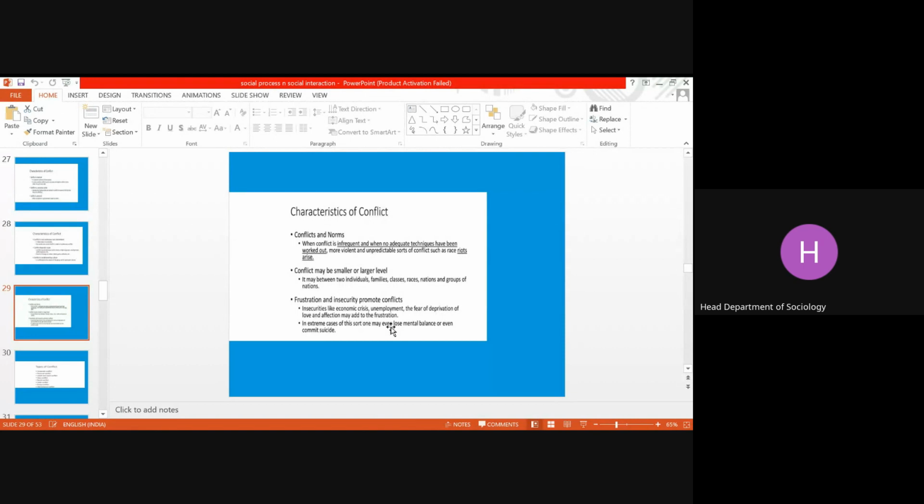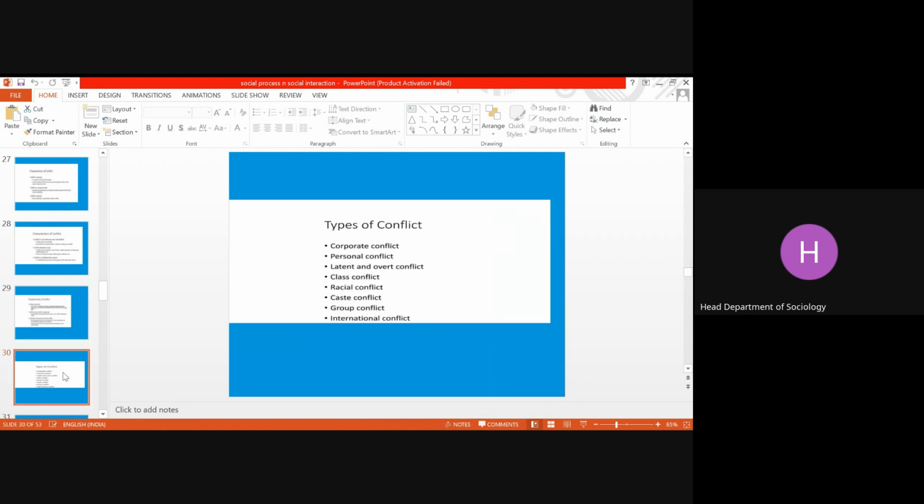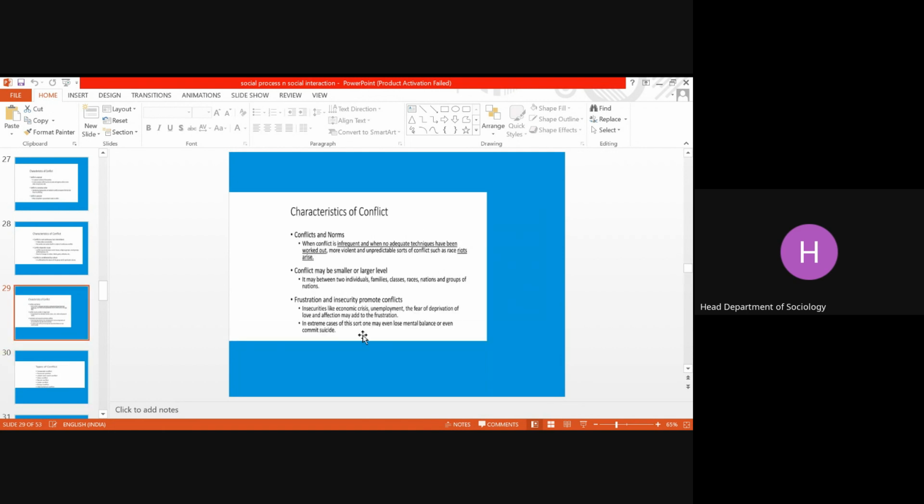Right? Economic crisis or unemployment, the fear of deprivation of love and affection may add to the frustration. It happens in kids when there is a lack of love and affection in the family. At that time also conflicts arise. In extreme cases of this sort, one may even lose mental balance and even commit suicide. Right? So the family should be strong so that suicides will not take place.